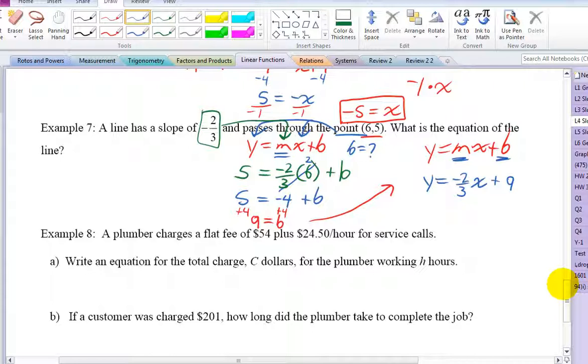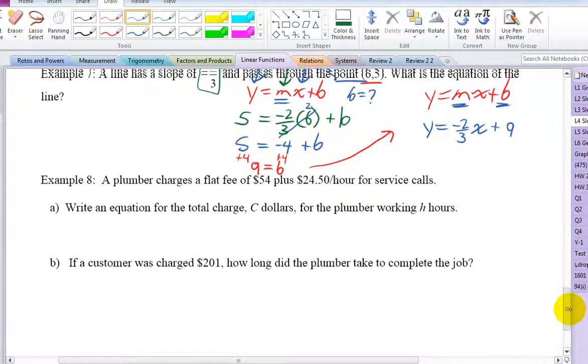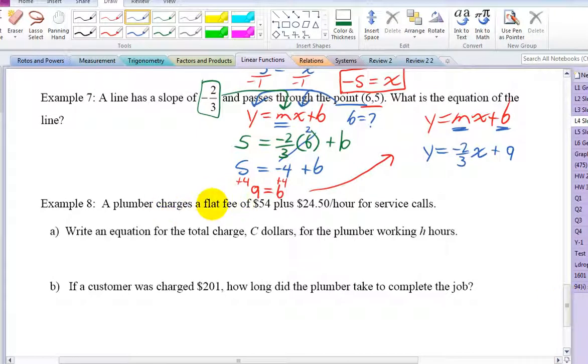Okay, last one, a real life situation. I think you'll see one of these. The plumber charges a flat fee of $54 that never changes. The value is constant. Okay. And $24.50 per hour, that changes every hour. We multiply that by how many hours we worked.